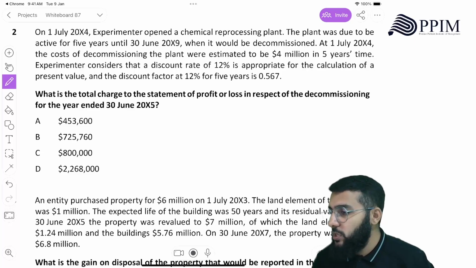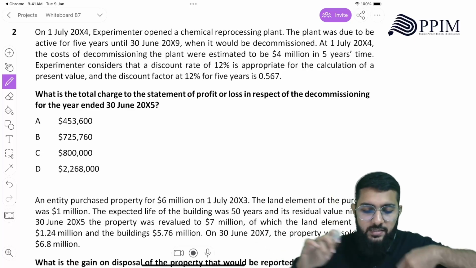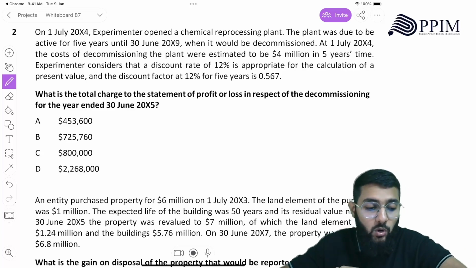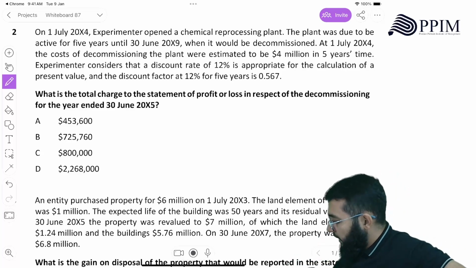Okay, they are asking the total charge for the statement of profit or loss. So what are the charges out of this that you all think will go on the statement of profit or loss? What do you all think?